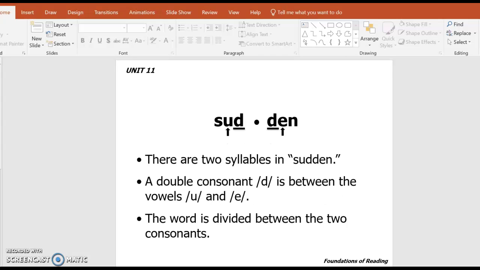Sudden. The approaching storm caused a sudden change in temperature. There are two syllables in sudden. A double consonant D is between the vowels U and E. The word is divided between the two consonants.